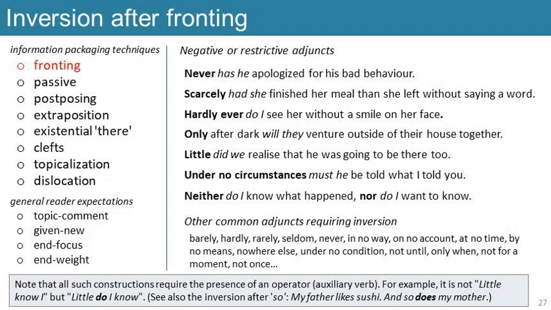The second type of fronted element that requires inversion of subject and verb is the negative or restrictive adjuncts. One negative adjunct is never, in "Never has he apologised for his bad behaviour." And a restrictive adjunct is scarcely, in "Scarcely had she finished her meal than she left without saying a word." Fronting these words gives them extra focus or emphasis. The slide has more example sentences and a selective list of common adjuncts requiring inversion.